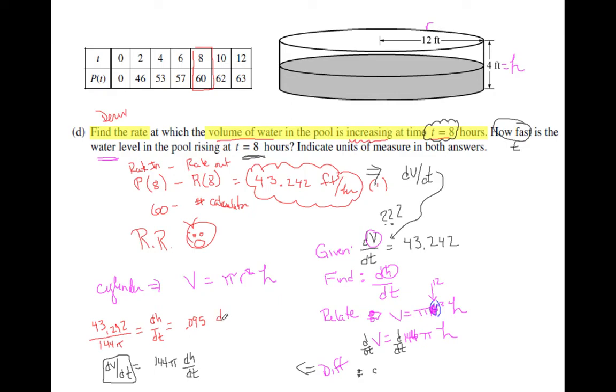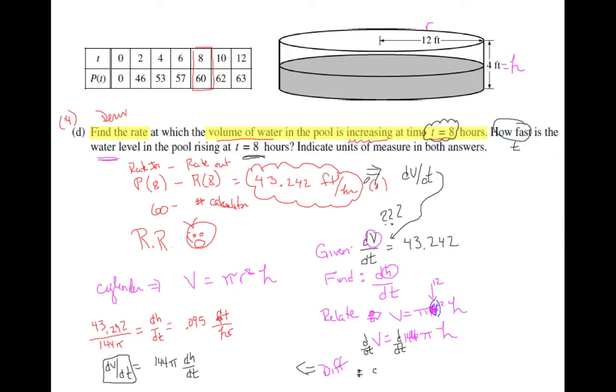So take the derivative with respect to time of both sides, and you get dV/dt is equal to 144 pi, which is a constant, and the derivative of a constant times a function h is 144 pi, the constant, times the derivative of the function, dh/dt.